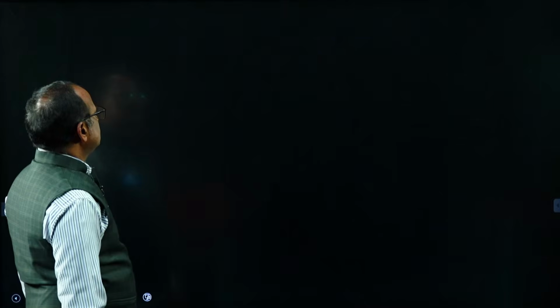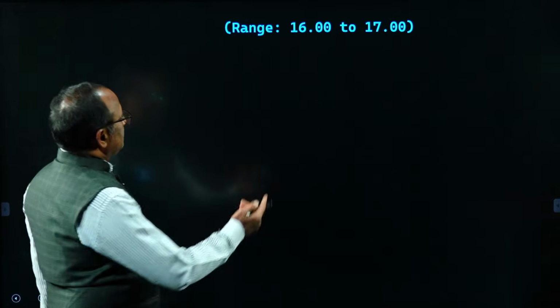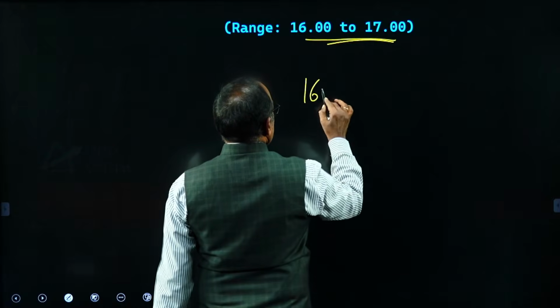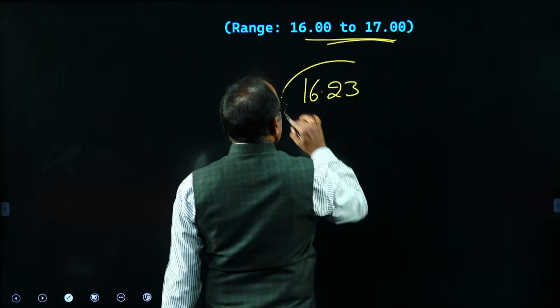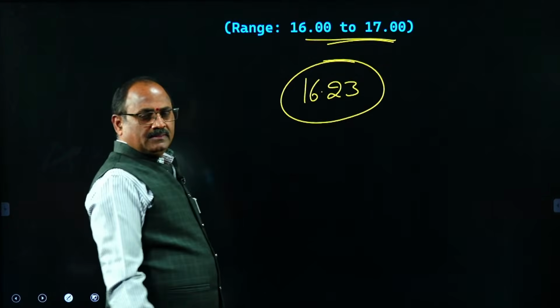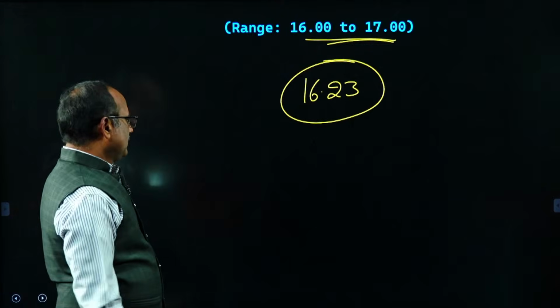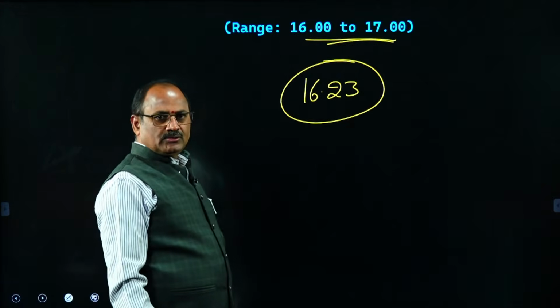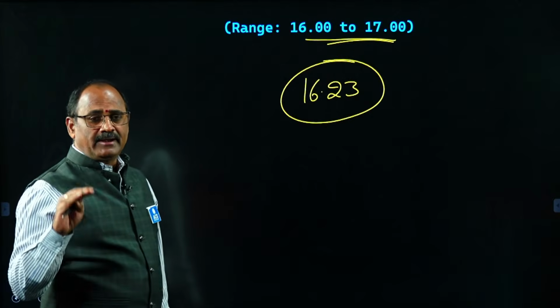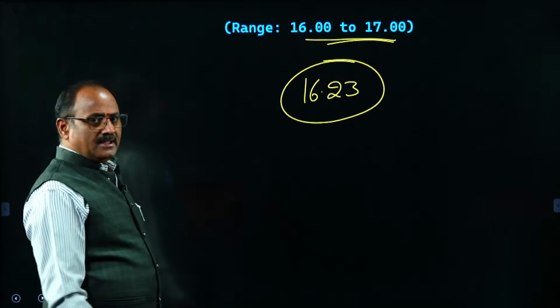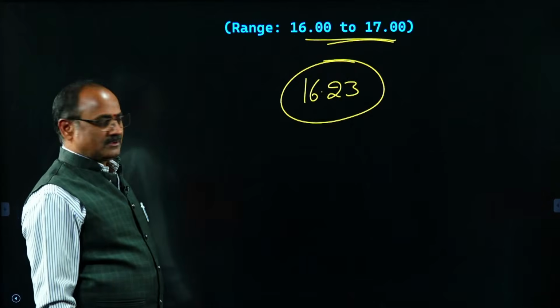Look at the range, 16 to 17, right? Our answer is 16.23. Okay, that is how the NAT type questions are asked in the exam. Okay, the next part of questions are the questions which have more than 1 correct option. They are called MSQ questions. Okay, now let us take the MSQ type of questions.